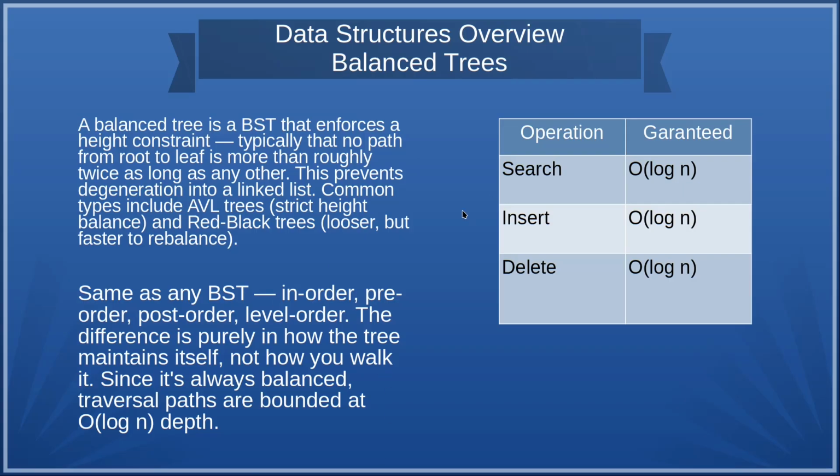Common types include AVL trees, strict height balance, and red-black trees, looser but faster to rebalance. Same as binary search trees: in-order, pre-order, post-order, level order. The difference is purely how the tree maintains itself, not how you walk it. Since it is always balanced, traversal paths are bound at O(log n) depth. So that means they won't make a long path, but will try to make a very symmetrical, pyramid shape, whereas the previous one can look like a bunch of roots as it gets more complex.